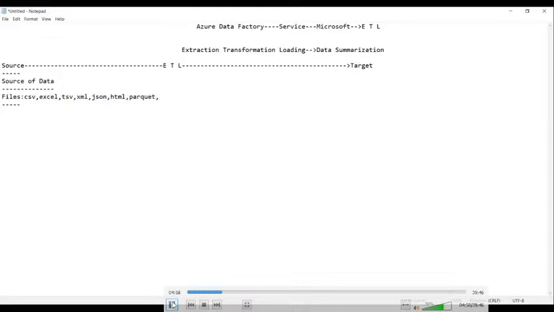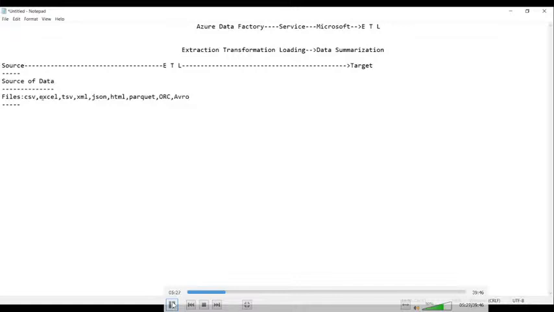And then you have ORC files. ORC stands for optimized row columnar. Then we have Avro files and Dat files.